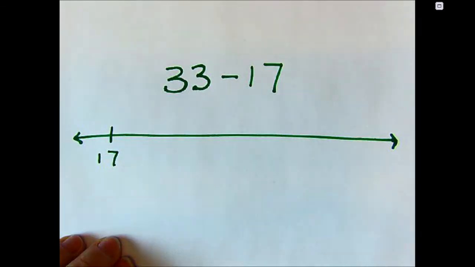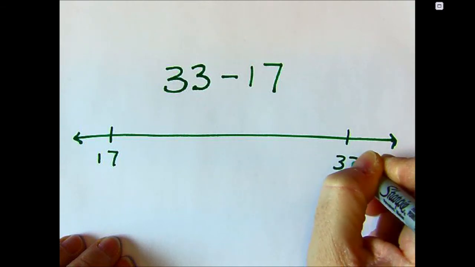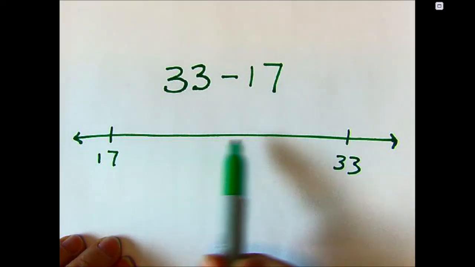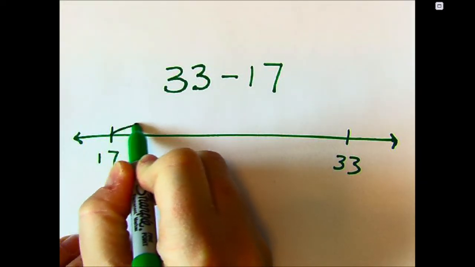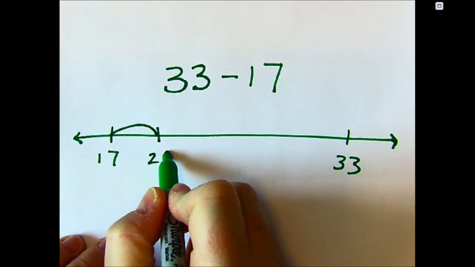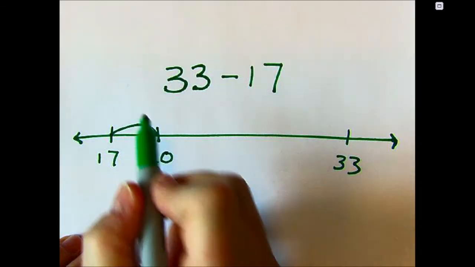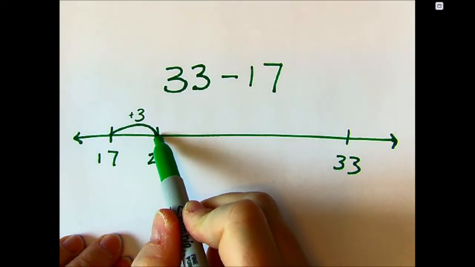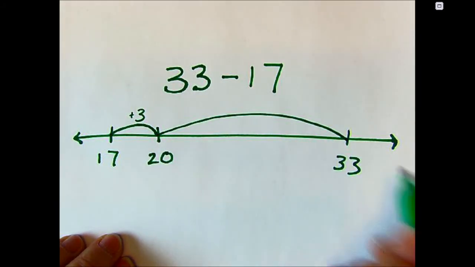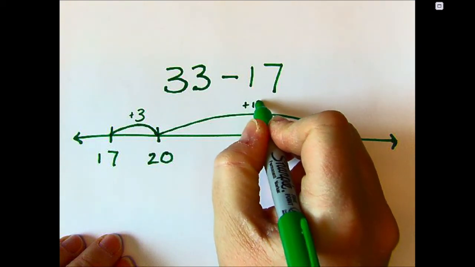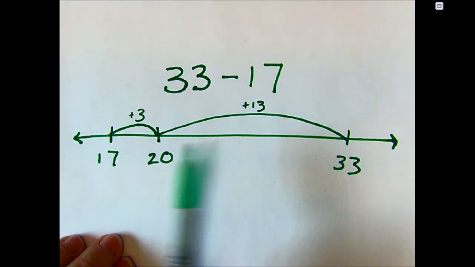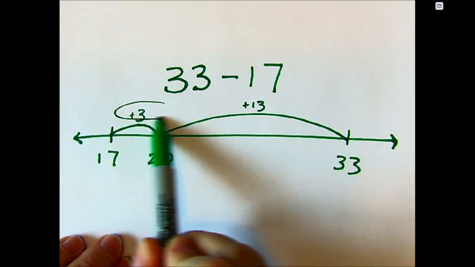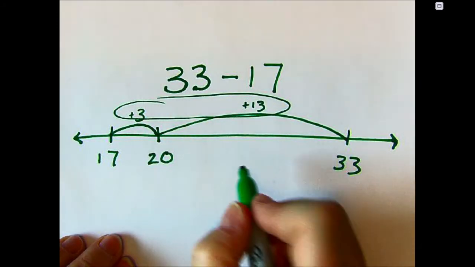So we're still looking for the distance between 17 and 33. But this time, I'm going to start at 17 and take a little walk to get to 20, which is going to be my number in between. That's easy mental math. 17 to 20 would be 3. And then from 20 to 33, I can also compute that mentally with 13. And then all I have to do is think about those two jumps that I took together for the whole distance, and I can see that my distance is 16.